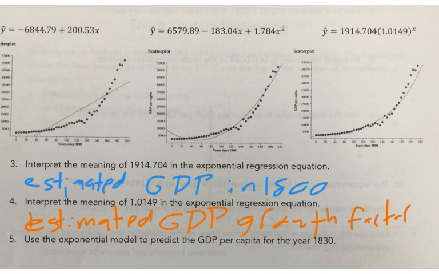5. Use the exponential model to predict the GDP per capita for the year 1830. So if I wanted to use the model, how could I estimate what it would be in 1830? Plug in 30 for X, because X represents the years. So do that in your calculator. We're going to use the equation Y equals 1914.704 times 1.0149 raised to the 30th.